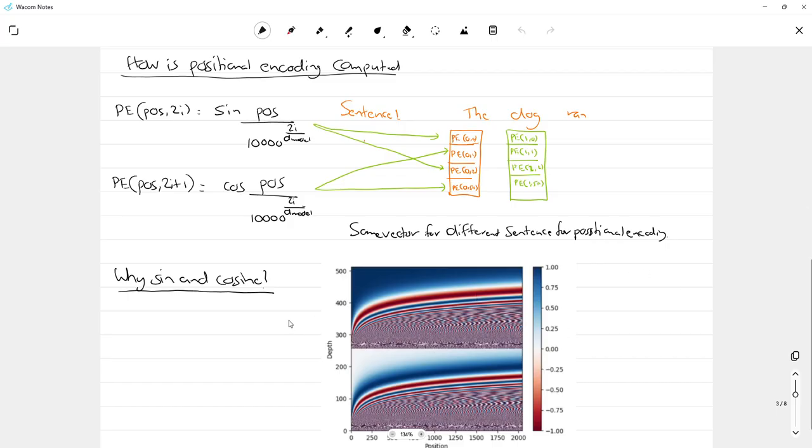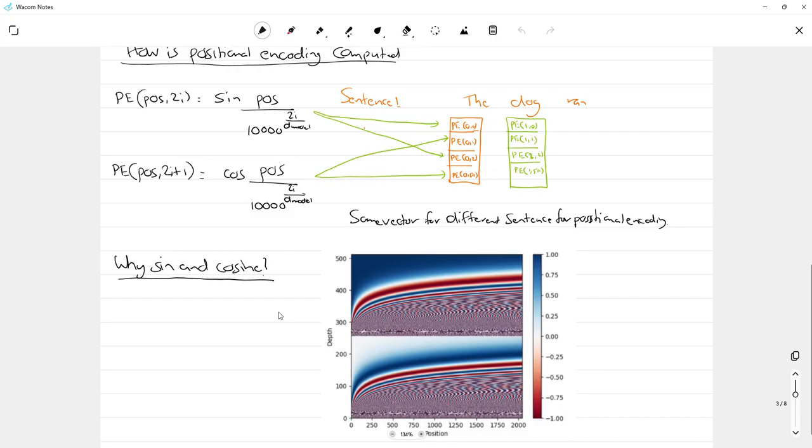Now, why sine and cosine functions? The choice of sine and cosine functions isn't arbitrary. It's brilliantly designed to provide unique and easily interpretable position information. Every placement or position will have a unique sinusoidal positional vector. This is because at least one dimension of the vector will have a unique sine cosine value. The second figure that you see here, the heat map, visually demonstrates this.